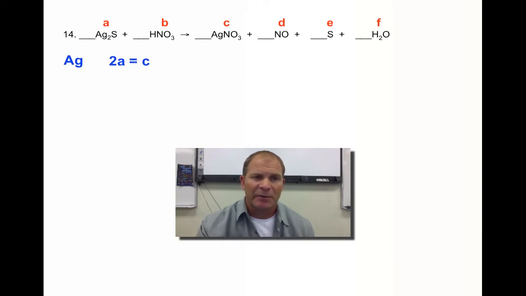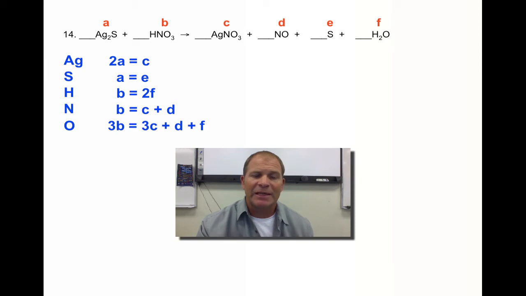So my silver gives me my equation. I have two silvers, and A equals C. My sulfur, I have 1 in A and I have 1 in E, so A equals E. For my hydrogen, I have 1 in B and I have 2 in F, so B equals 2F. For my nitrogen, I have 1 in B, 1 in C, and 1 in D, so B equals C plus D. My oxygen, I have 3 in B, 3 in C, 1 in D, and 1 in F. So I have 3B equals 3C plus D plus F. Remember, the equals is when you're moving across the yield sign.